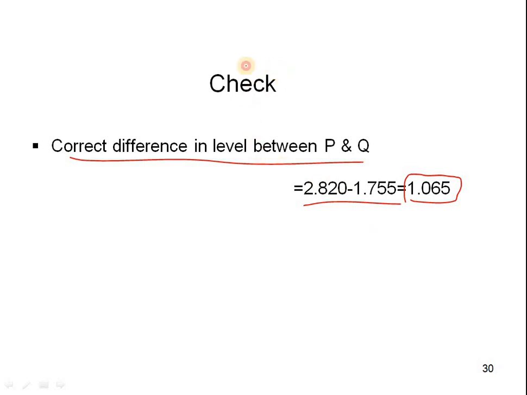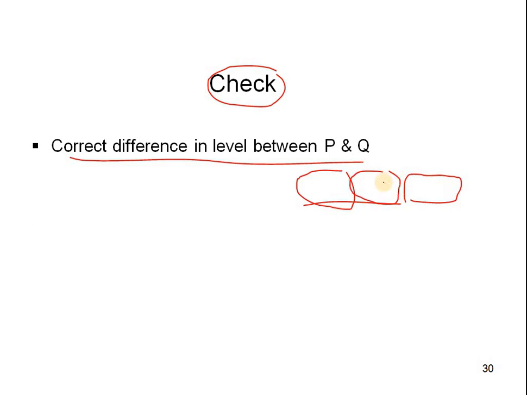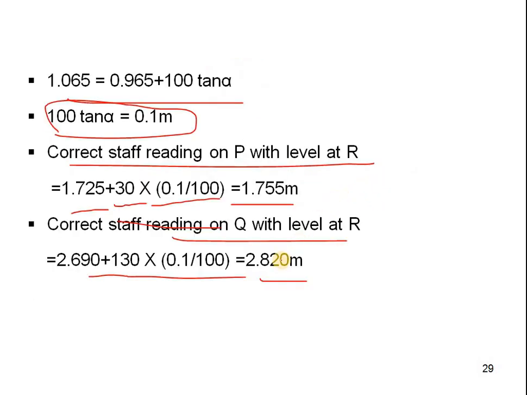So this is to do the check. What are these 2.820 and 1.755? You can check here: this one is 2.820 and this one is 1.755.